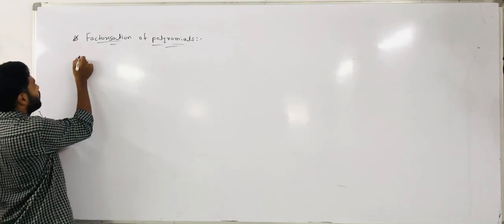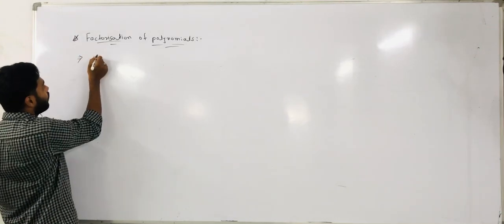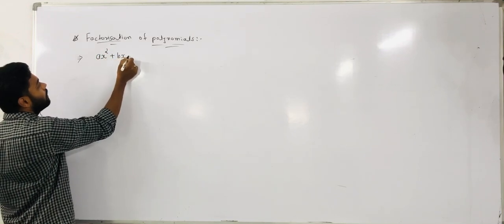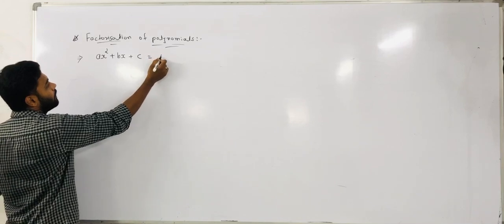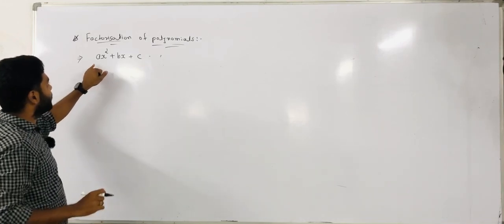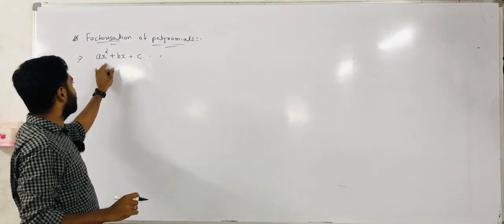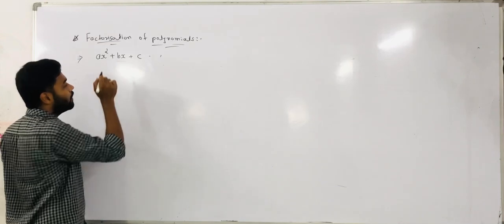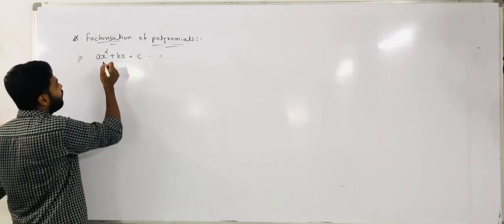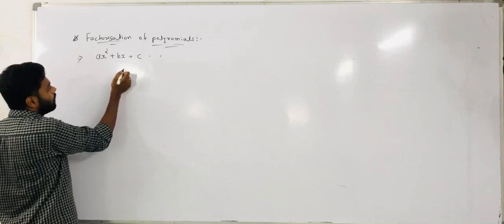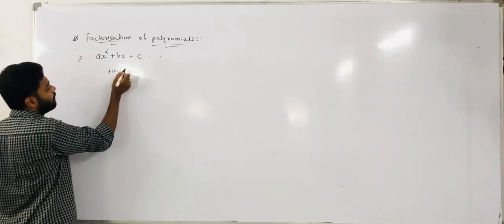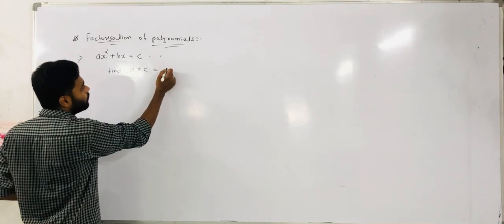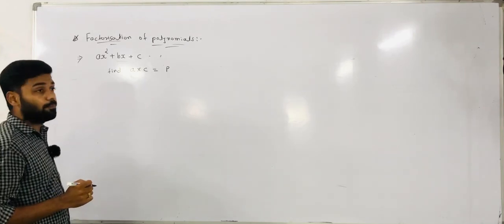So first of all, the general term formula for a quadratic is ax square plus bx plus c. Right? If we want to factorize this general term ax square plus bx plus c using the splitting the middle term method, here the middle term is bx. So how does it work? First of all, find a into c. Let's take a into c equal to one number, that is p.